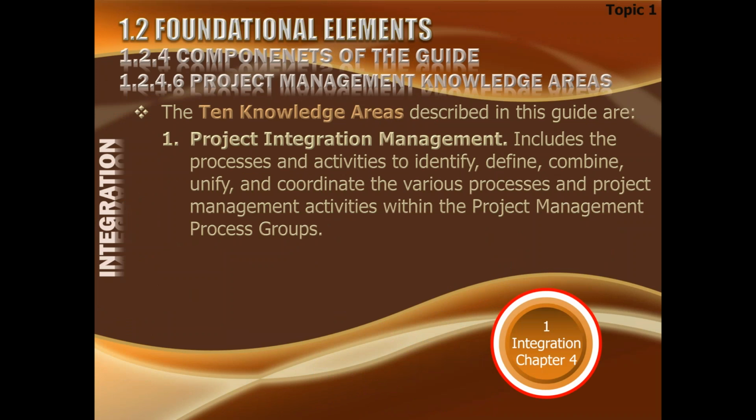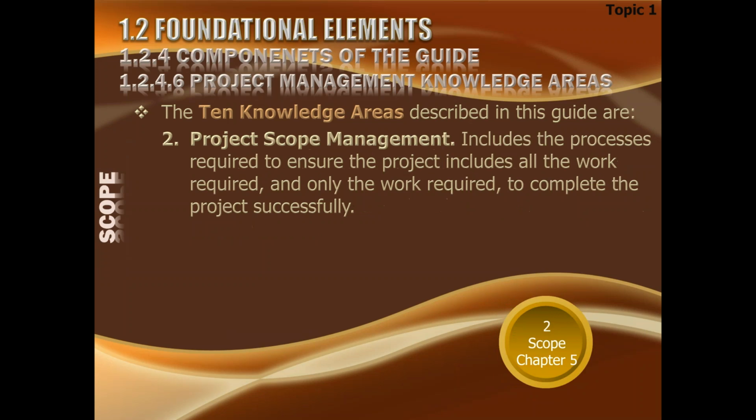So integration is responsible for identifying, defining, combining, unifying, and coordinating the various processes of project management activities. So everything which is done in project management from all the other nine knowledge areas is integrated into the project management plan. Scope talks about the work required, and only the work required to complete the project, meaning what? In scope and out scope is properly defined and requirements are established.